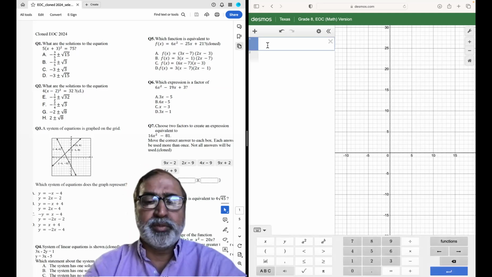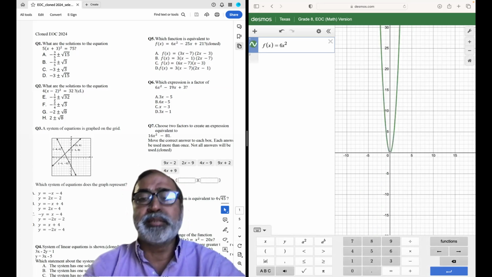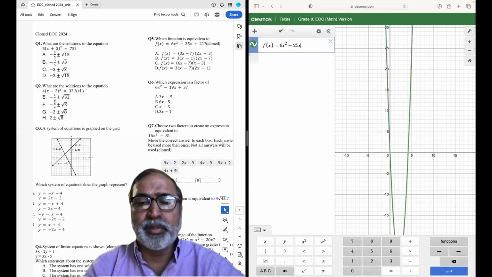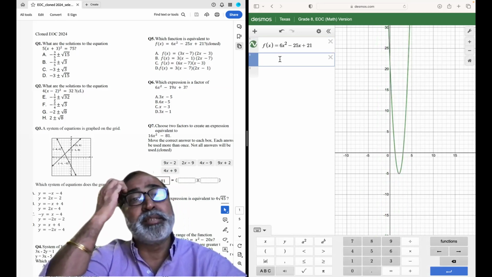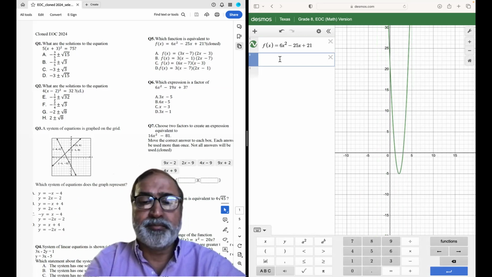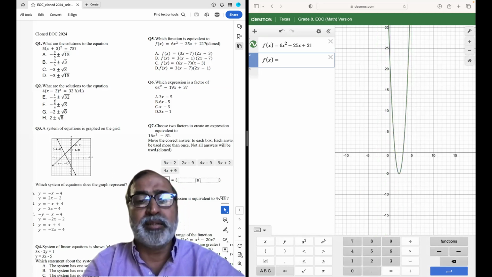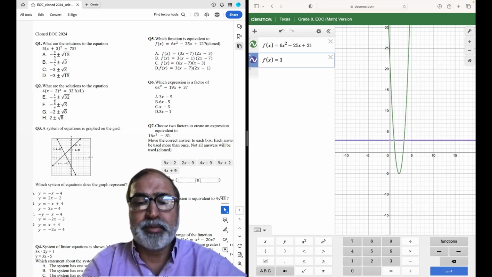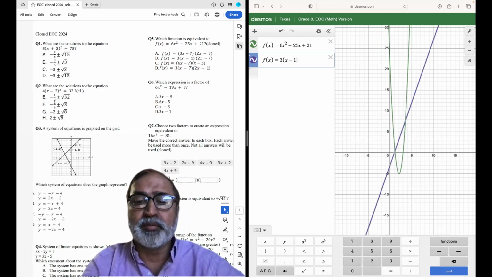So what you do, you type your given function the way it is in your Desmos. And then you type your answer choices in there. I kind of know what the answer is, but I'm going to try one that doesn't work, so you can see how it looks when it doesn't work.